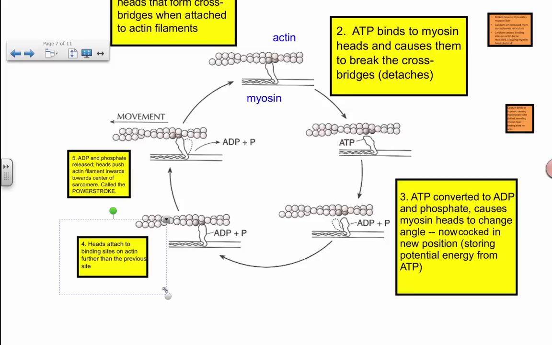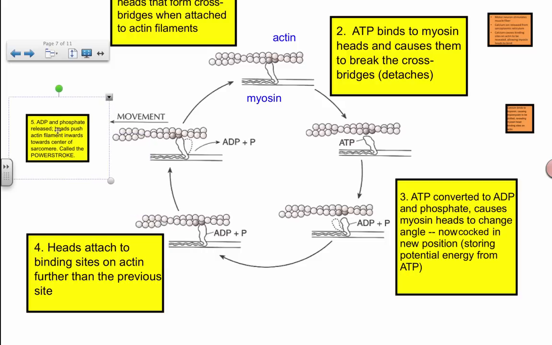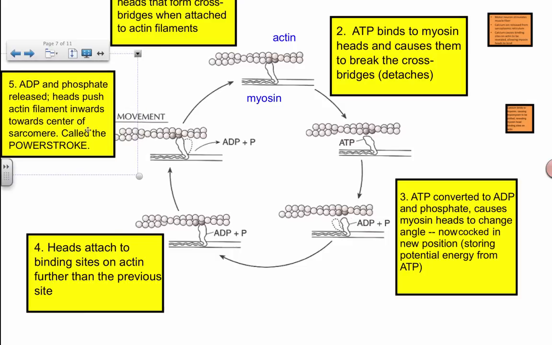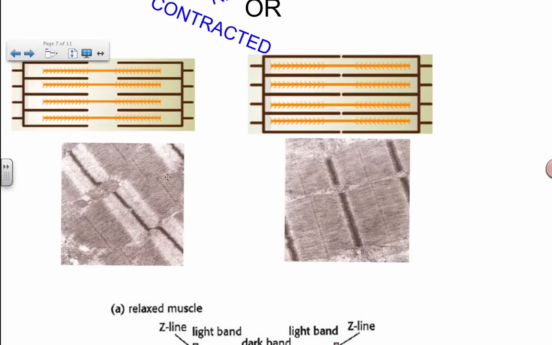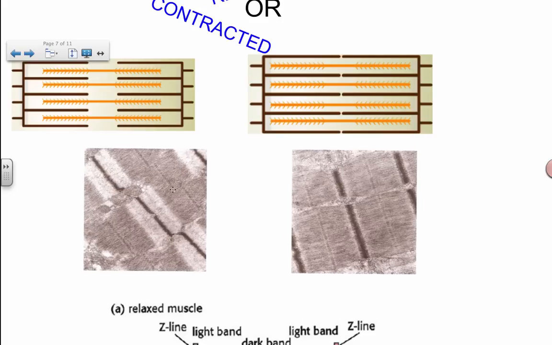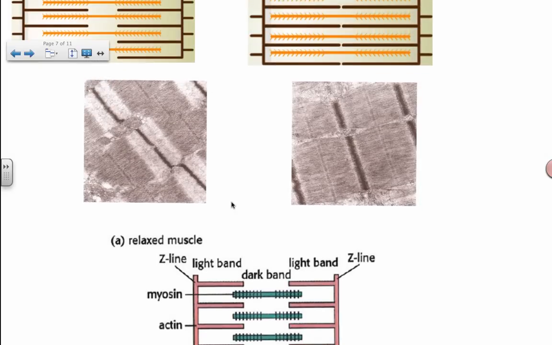When the heads attach to the actin filament a little bit further than where they were previously, we're ready to go. The actual movement, the power stroke, as it's called, is when that ADP and phosphate is released from the head. These molecules detach, and that causes the movement of the myosin head, which pulls the actin filament along. That's called the power stroke. When you see an image like this, you can understand how we get from this relaxed muscle image to this contracted muscle fiber image. All these little heads are attaching, moving along, detaching, and pulling everything back towards the center. That's why the sarcomere looks like it's changing in width.